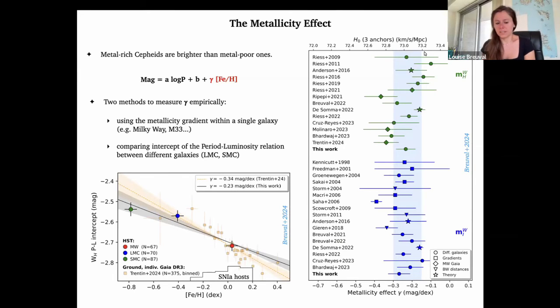But why has this been a debate? That's because before we had Gaia, before we used the Milky Way as an anchor, the LMC was often used as the only anchor, and the LMC was more metal poor. So at that time, yes, it was a really important correction, and it did have impact on H0. But now, not anymore, because we have more anchors, and especially we have the Milky Way.